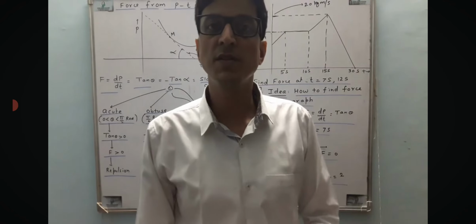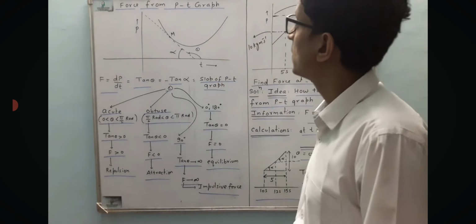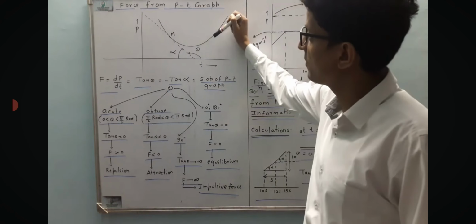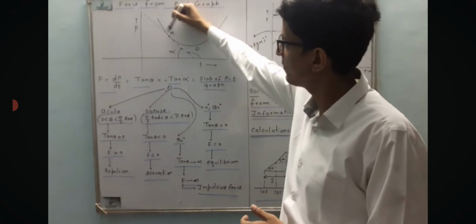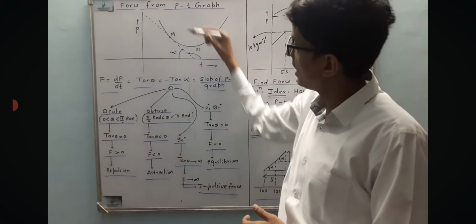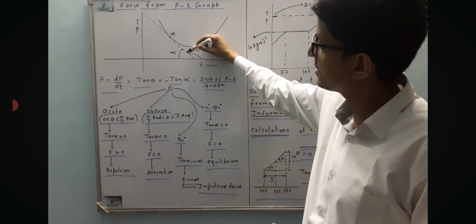Today we shall discuss the force from the momentum-time graph. So we need to find force from the PT graph. Suppose this is the momentum-time graph. We take a point M on the graph and draw a tangent. Let the tangent make an angle theta with the t-axis in the anticlockwise sense and alpha in the clockwise sense.